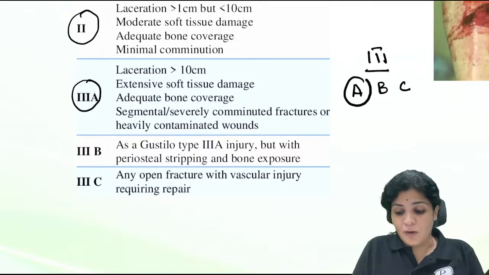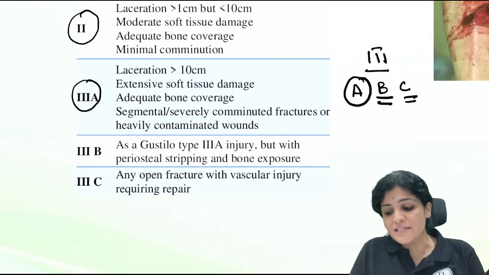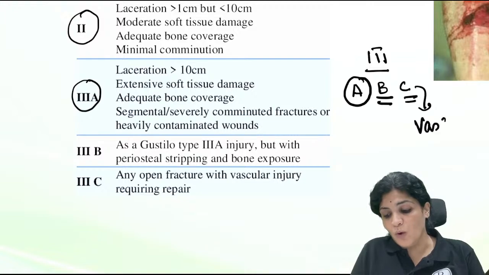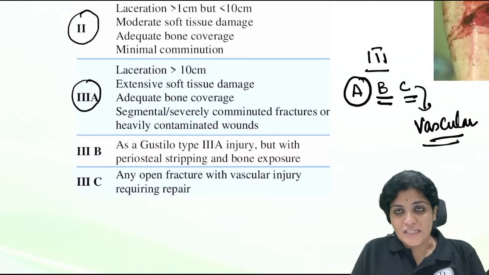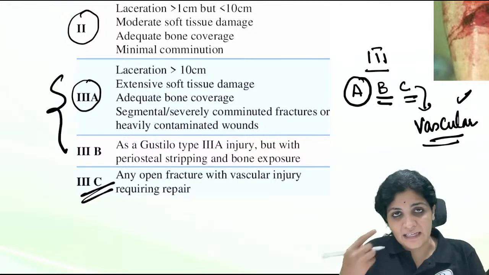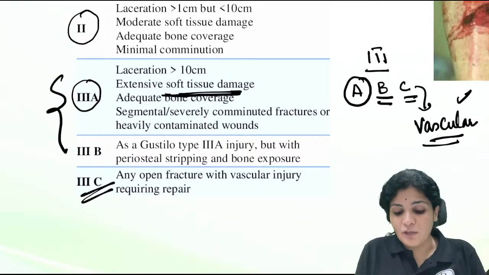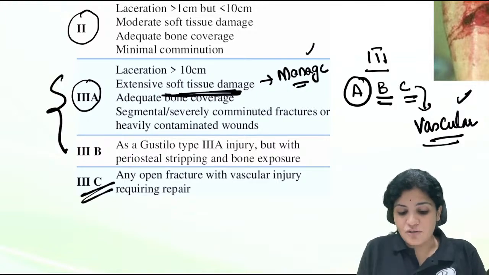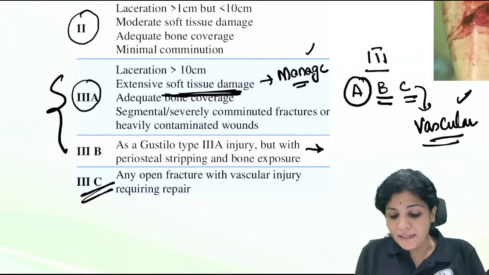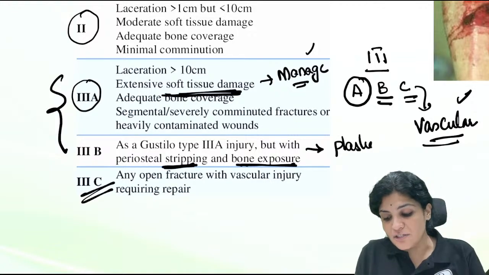3A is one where soft tissue coverage is present. In B, there is no soft tissue coverage and bone is exposed. And C is very, very easy: whenever a vascular repair is required, so vascularity is lost, it's straight away 3C. You have to decide between 3A and B. So what are the things which we see? In case of 3A, there will be soft tissue damage, but it is manageable. But in case of 3B, there is complete bone exposure with periosteal stripping, where you require plastic surgery support.